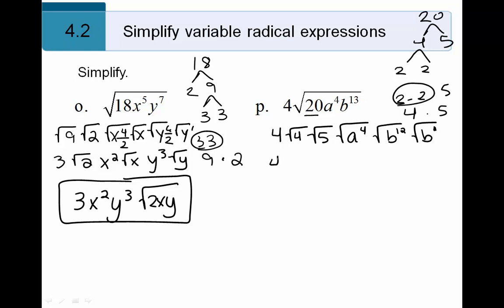So I'll drop this 4 down. The square root of 4 is 2. Radical 5 is irrational. It drops down. The square root of a to the fourth is a squared. Be sure to take the radical sign off. The square root of b to the 12th is b to the 6th.